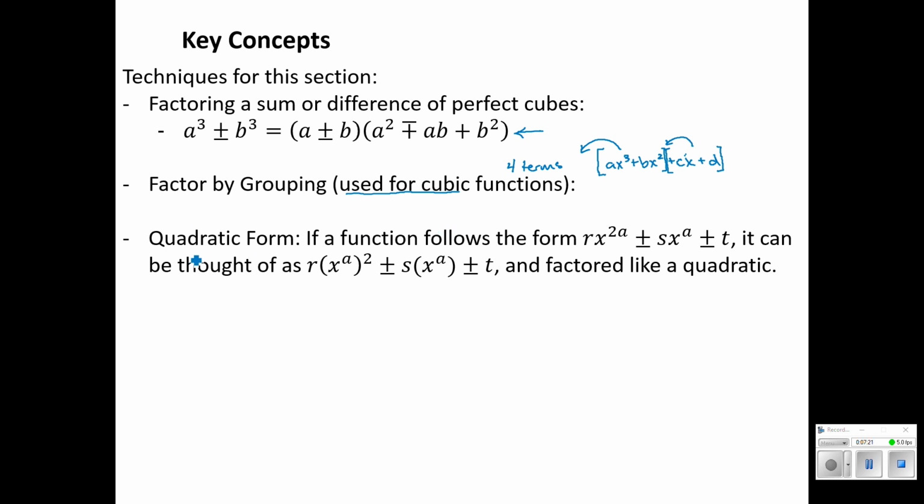And the final, third technique, I just call it quadratic form. If a function follows the form of having a doubled up exponent, then just that exponent, and then a constant, then we can treat it as something to a second power, that same something to the first power, and then a constant, and we can factor it just like a quadratic. We can use our magic numbers. We can use those techniques.